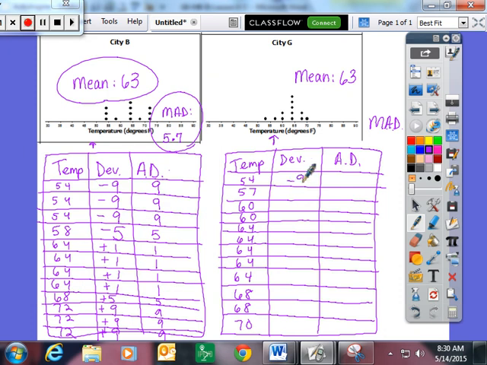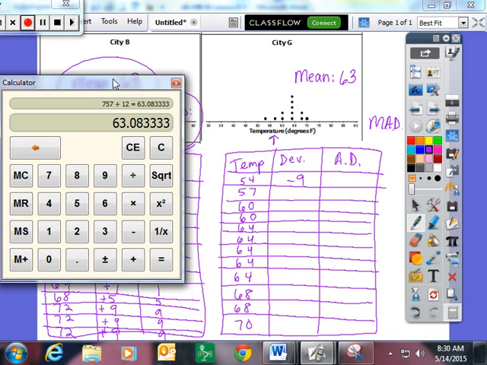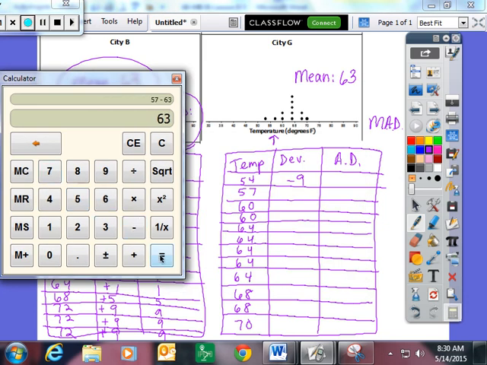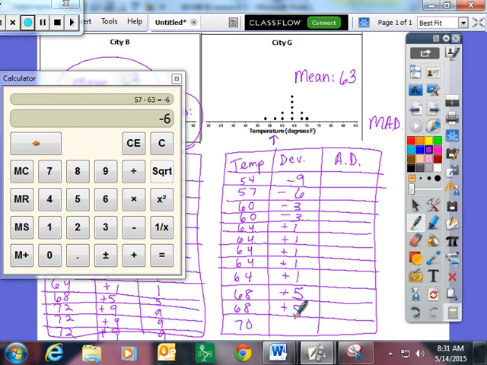Some of them might be the same from over here. 54 is down 9 from your mean. Okay, 57 is a new one. So 57 minus 63, we have a deviation of minus 6. 60 is down 3, or negative 3. 64 is up 1. 68 is up 5. And 70 is up 7.